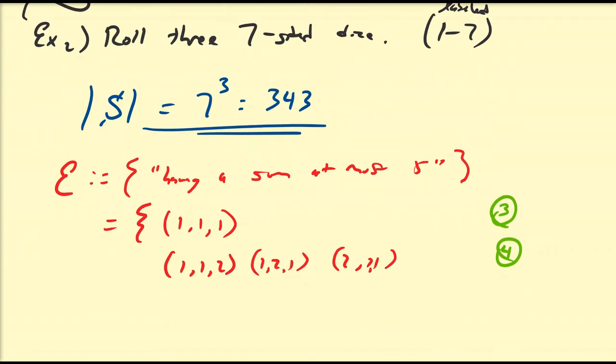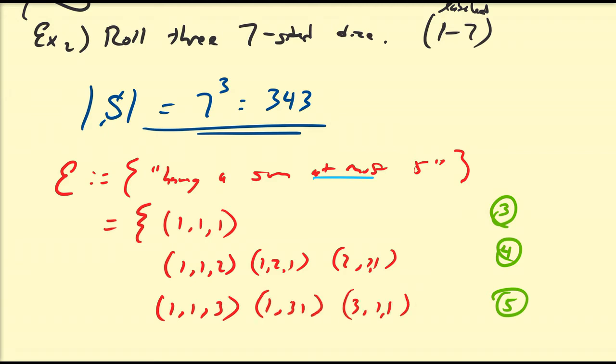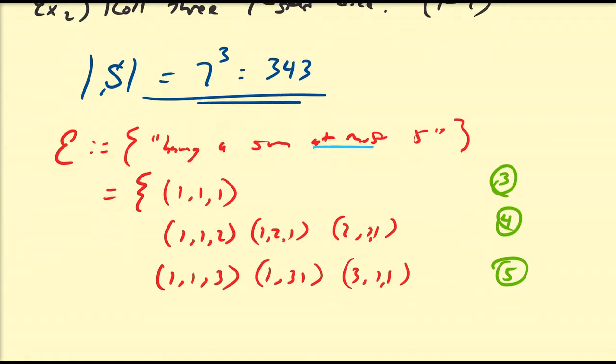Now, what about getting a sum of 5? And this will be the last event because we want at most 5, right? So one way to get 5, we can have 1, 1, 3, or 1, 3, 1, or 3, 1, 1. So that's one way. We can have 2, 2, 1. We can have 2, 1, 2. And we can also have 1, 2, 2. Right? Are there any others?